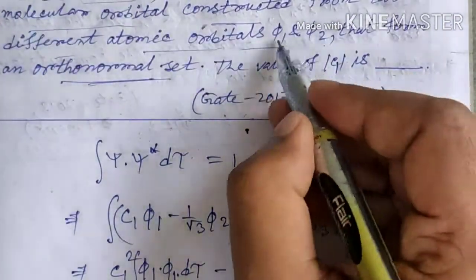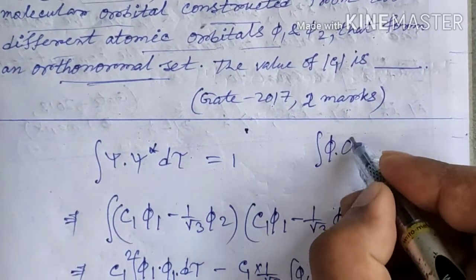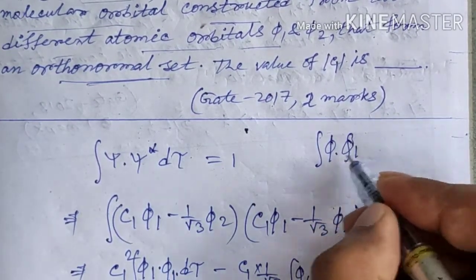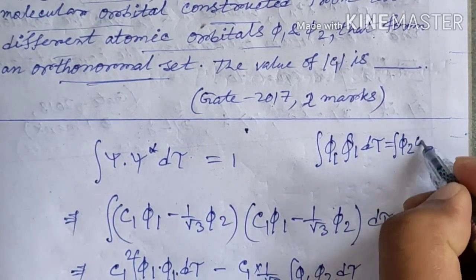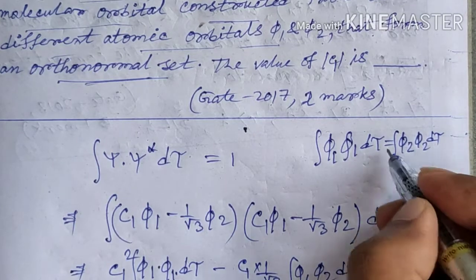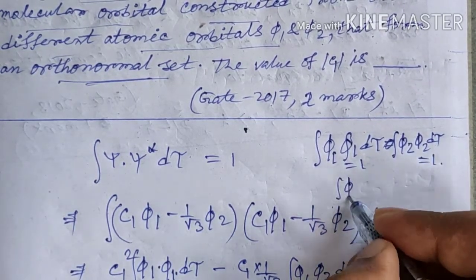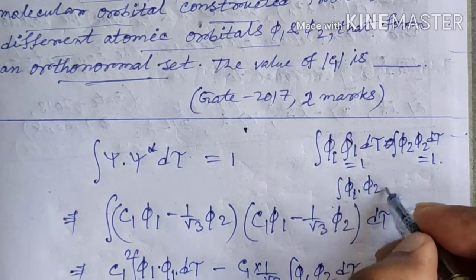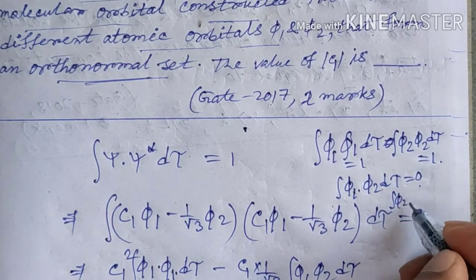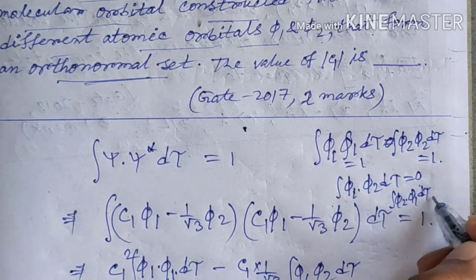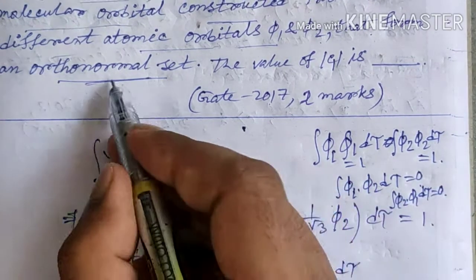Since phi 1 and phi 2 form an orthonormal set, that means the integral of phi 1 phi 1 d tau and phi 2 phi 2 d tau will each be 1, and phi 1 phi 2 d tau will be 0, and similarly phi 2 phi 1 d tau will also be 0. It is the condition for an orthonormal set.